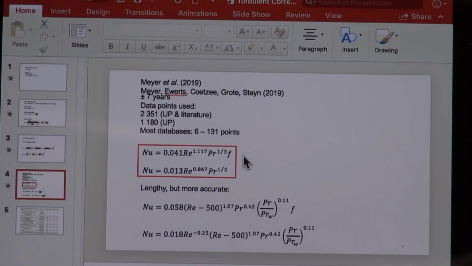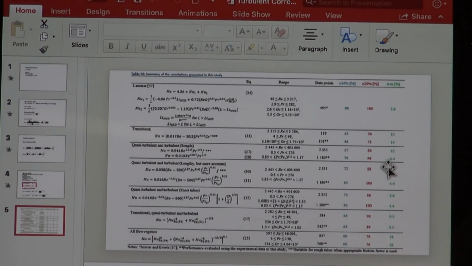The 0.867 you can make 0.9, especially if you want to make approximate calculations, and that equation has an accuracy of 6.4%. The next one, if you want to become more accurate, is that one there, and that has an accuracy of 3.4%. And there are all the equations, they are summarized, and I will give it all through to you so that you can take a look at it.